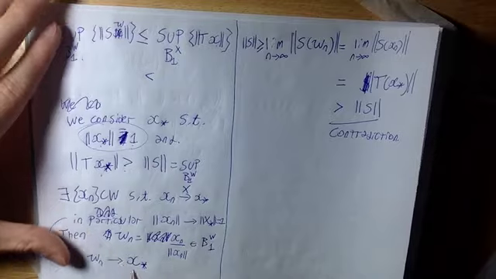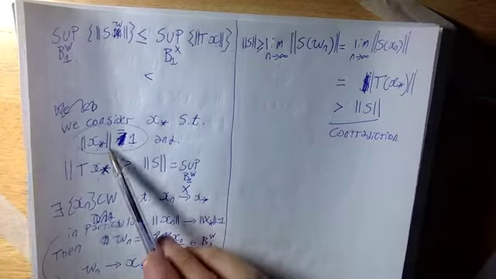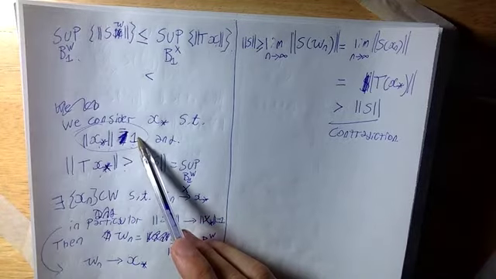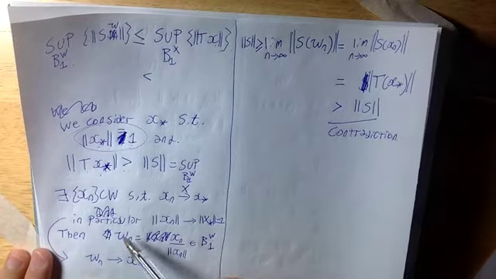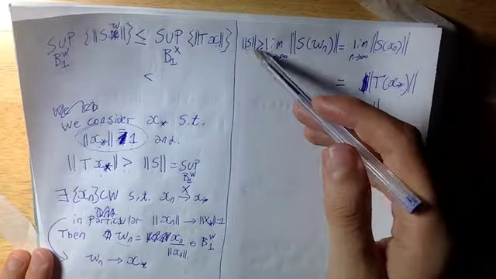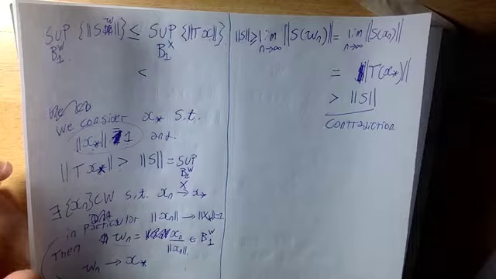Okay, so this actually shows you that every point in the unit ball can be approximated by a sequence which is also in the unit ball, so we can actually show that the norms have to coincide.